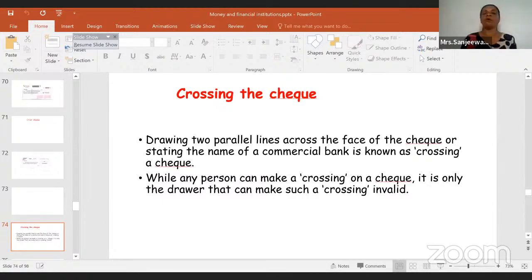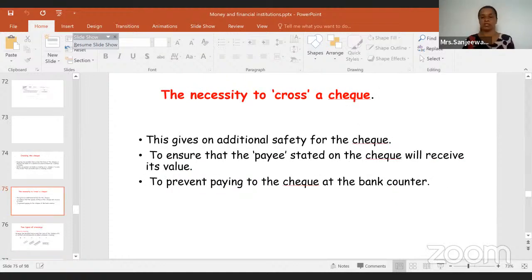While any person can make a crossing on a check, it is only the drawer who can make such a crossing cancelled or invalid. Anyone can cross a check, but who can cancel that? The drawer. Then, the necessity to cross a check.